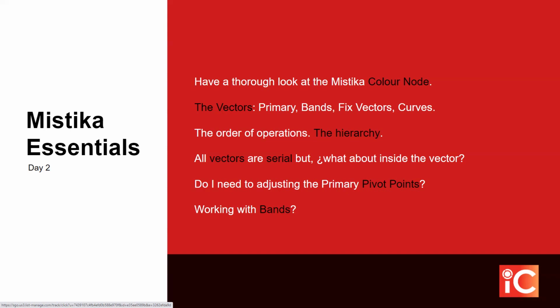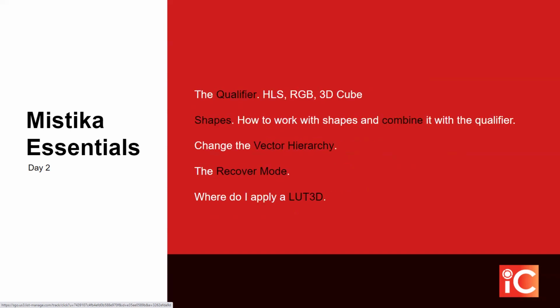And then working with bands. How do we work with bands? How do we adjust the different attributes in bands? Then the qualifier: see how the qualifier has three different color modes in which we can qualify the image, using HLS, RGB, and a 3D cube.